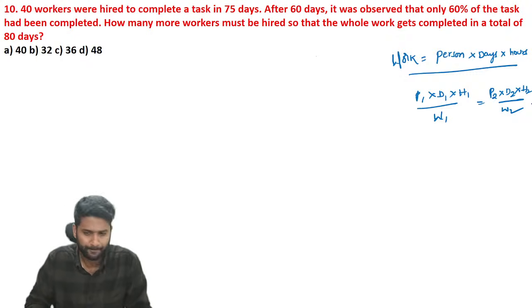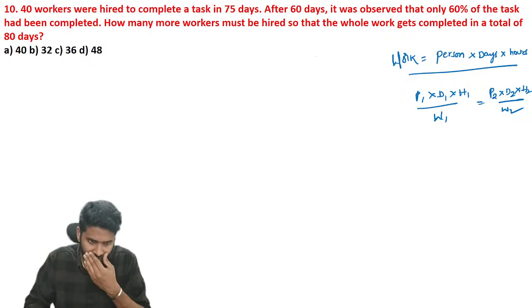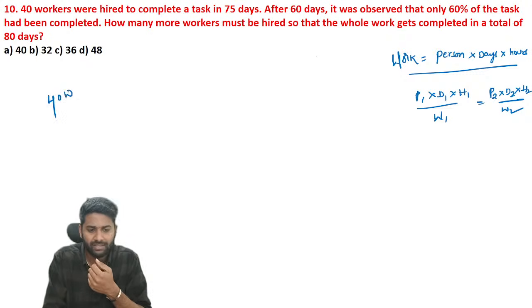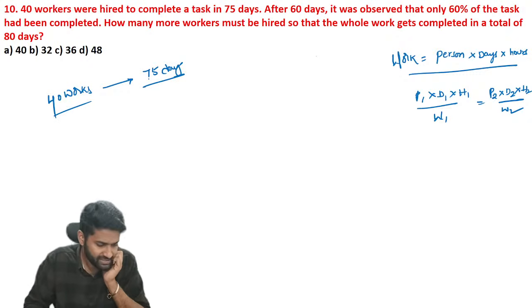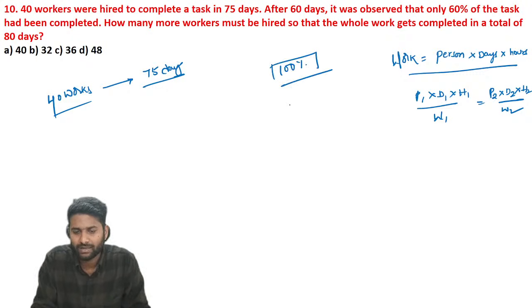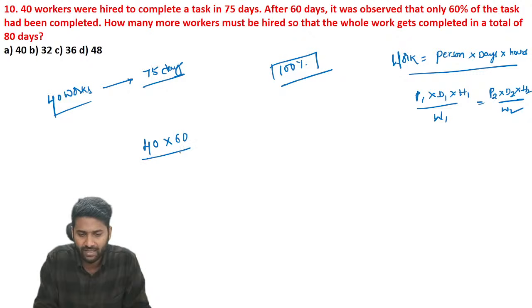This is just a comparison. Now say 40 workers are hired to complete the task in 75 days. If I hire all the 40 workers, they will finish the work in 75 days according to their efficiency. But after 60 days, it was observed that only 60% of the task had been completed. Let us take the total task as 100%. If 40 workers work for 60 days, they completed only 60% of the work. How much of the work is left?